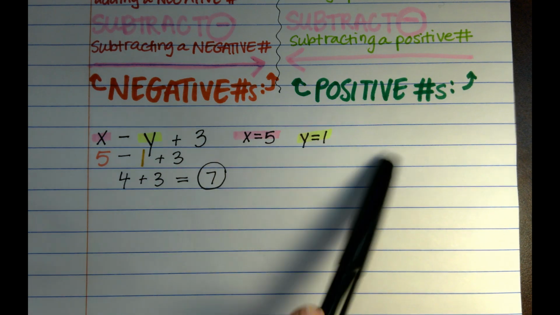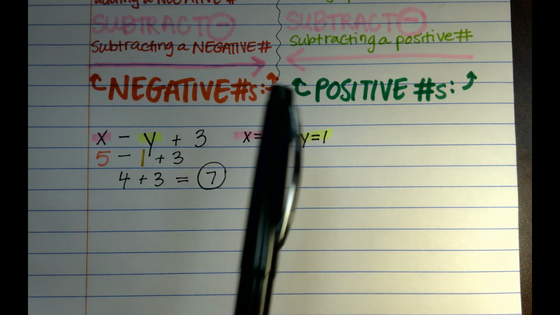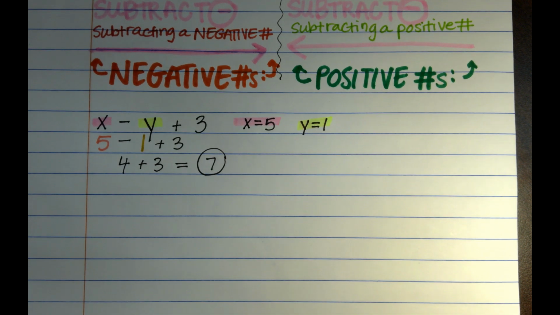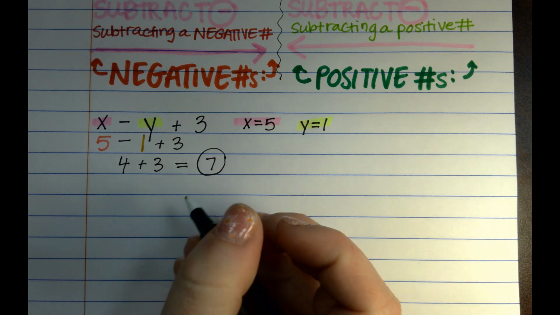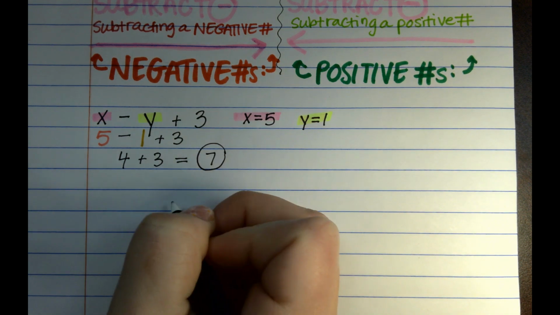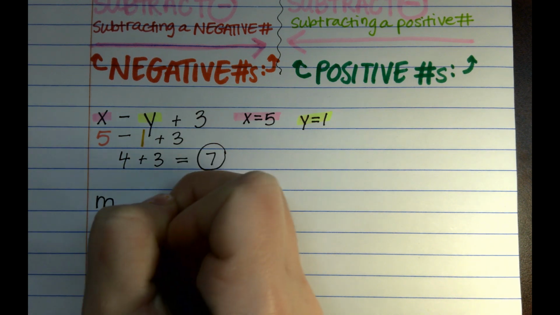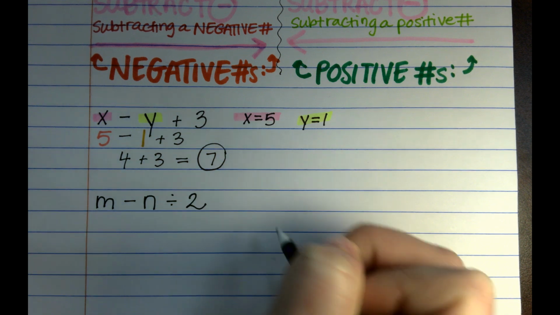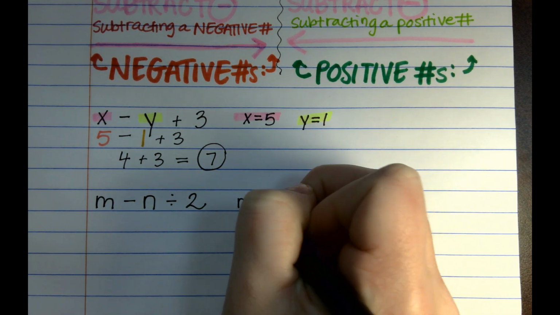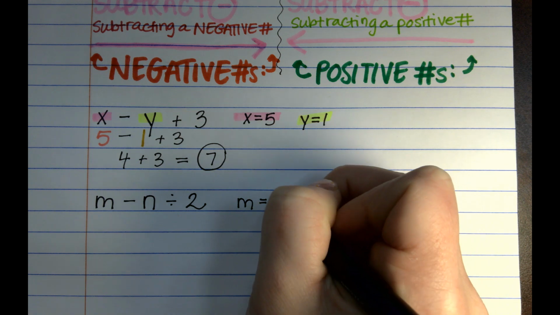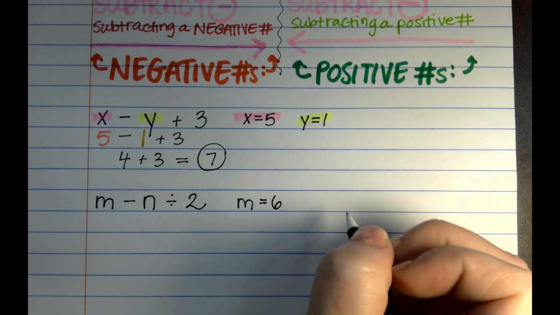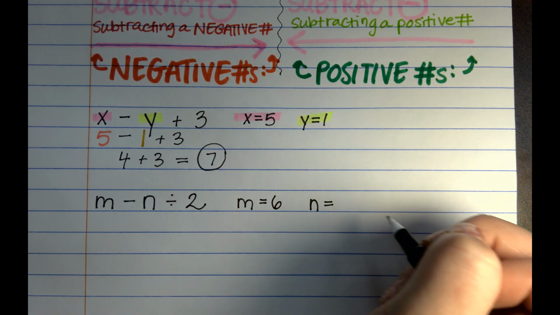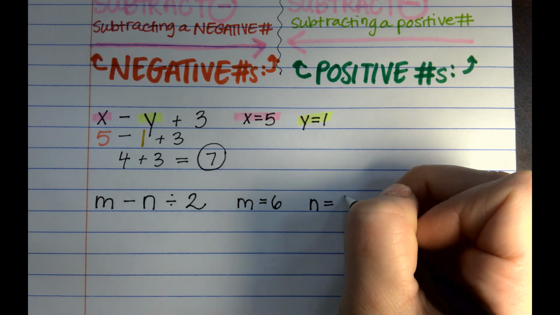So if you have more than one variable, you're doing the exact same thing. You're just matching the right letter to the right number that they give you. So what if I give you something even different? How about m minus n divided by 2, and m equals 6, then n equals 9.